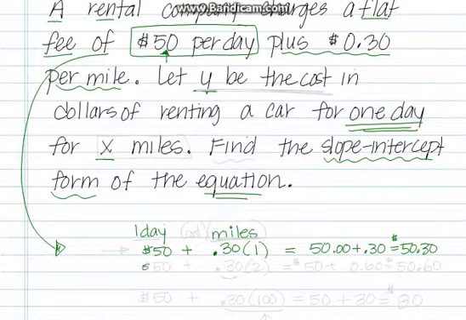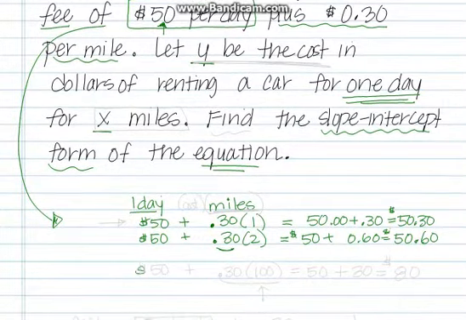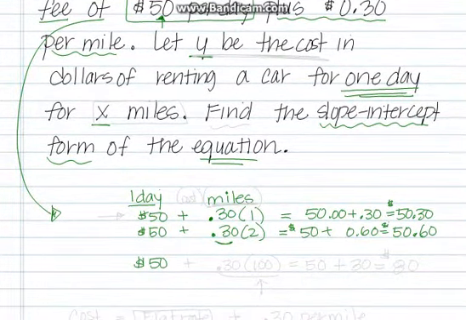Let's try a different situation. We know it's going to be $50. Let's say we have it for 1 day and we only go 2 miles. Well, that's going to be 2 times 30 cents, so a total of 60 cents. If we add the $50 plus the 60 cents, we'll get $50.60. In reality, we're not going to go just 2 miles. If we're renting this car, let's look at if we were going to go 100 miles.